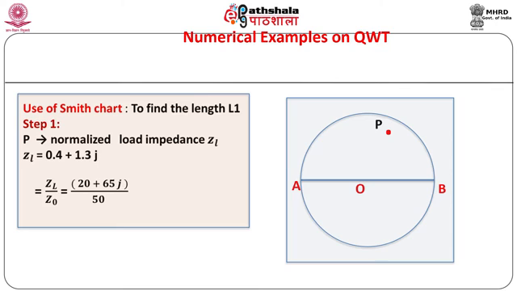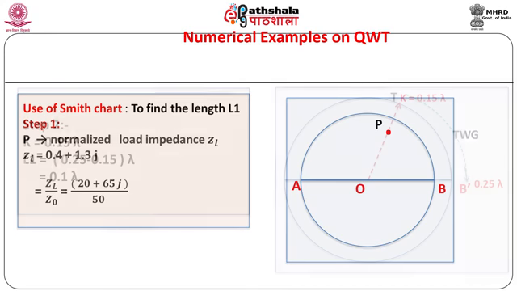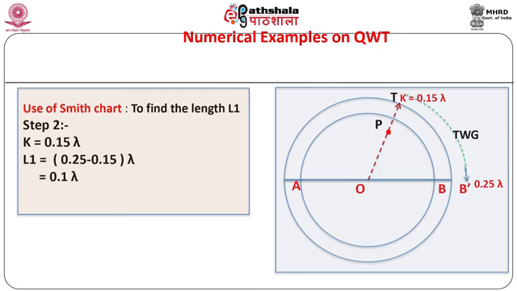Step number 1 will be to calculate and plot the normalized load impedance on the Smith chart. Let point P represent the normalized load impedance ZL. It comes out to be 0.4 plus 1.3j. Join points O and P. Extend the line OP towards P to meet the distance scale marked towards the generator at point T. Note the reading Kλ at point T.